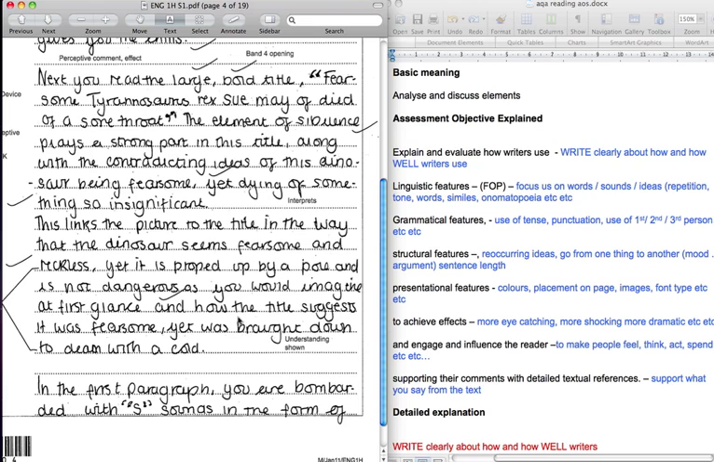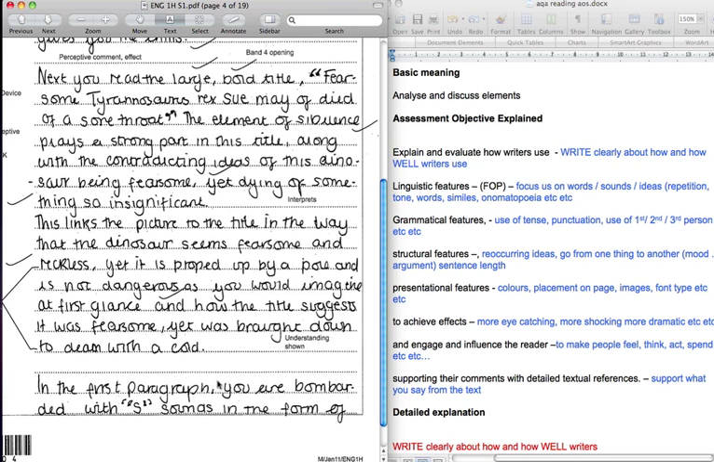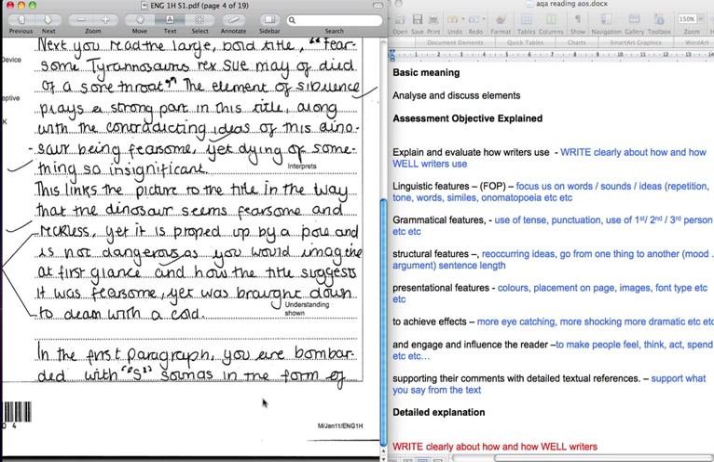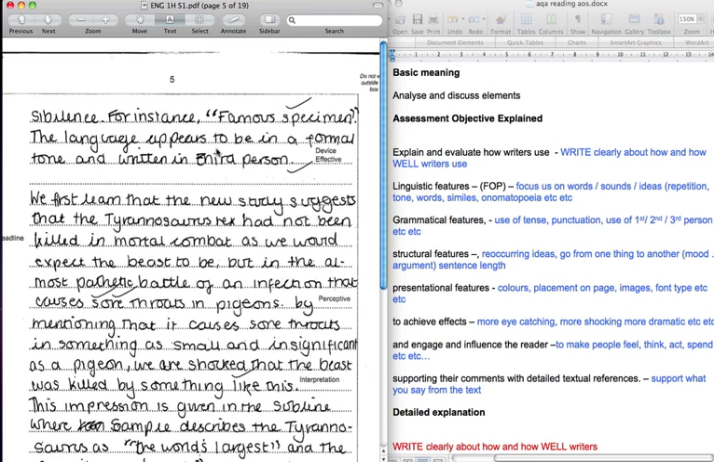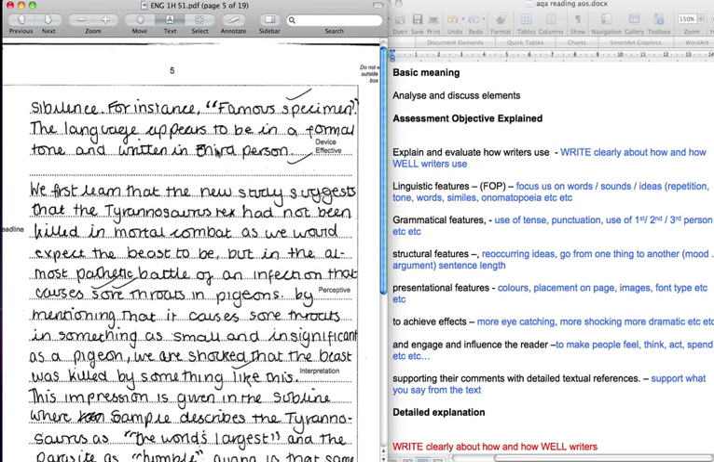In the first paragraph, you are bombarded with S sounds in the form of sibilants, for instance, "famous specimen." The language appears to be in a formal tone and is written in the third person. So again, we're picking out this device. It's effective. I don't think you get more points for mentioning it again. Don't feel like you have to pick out everything again and again. Although this is worthy of a tick, it's not necessarily going to add anything to what they've already said, because we've already picked out and analysed that skill.